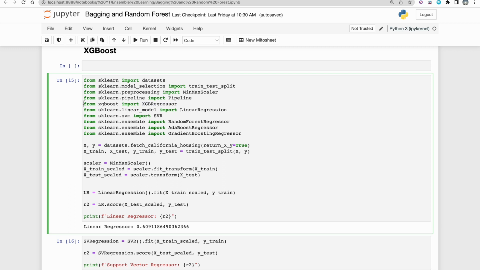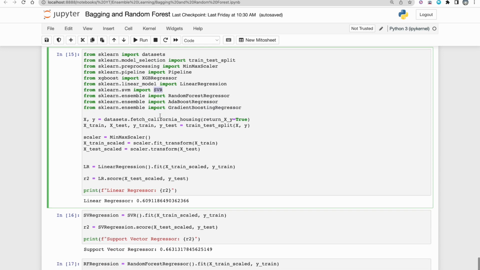So if you notice, I'm not importing it from Scikit-learn, right? XGBoost is not available in Scikit-learn, but as an independent package, right? So I'm importing XGBoost regressor from the XGBoost package. Similarly, from Scikit-learn linear model, linear regression, random forest, AdaBoost, gradient boosting regressor, right? All those things, and support vector regressor also I have imported.